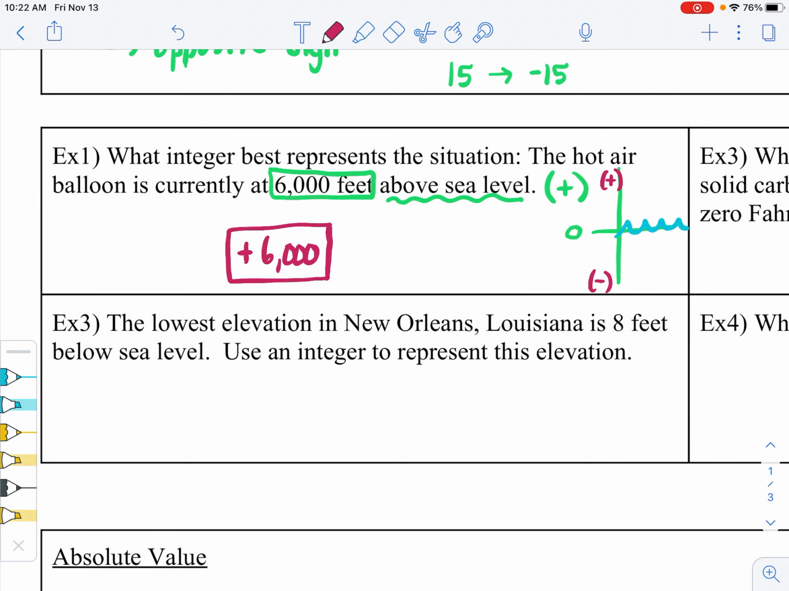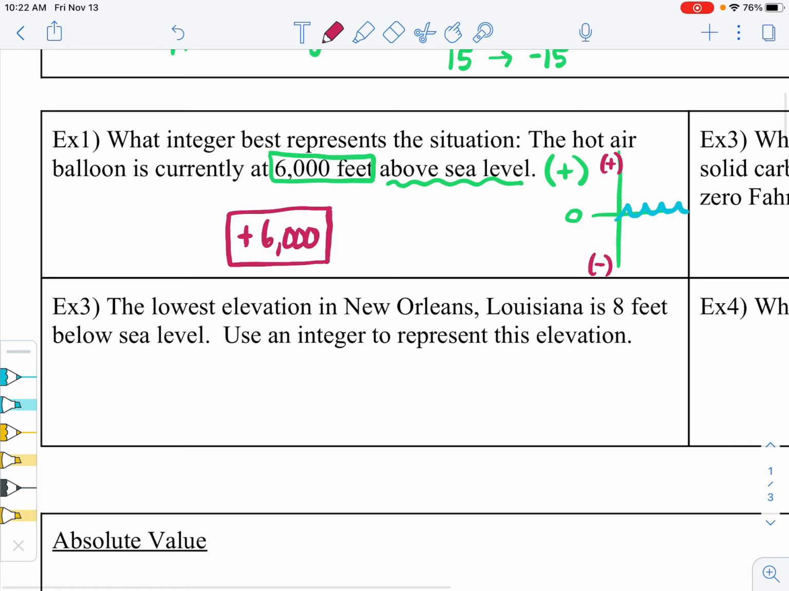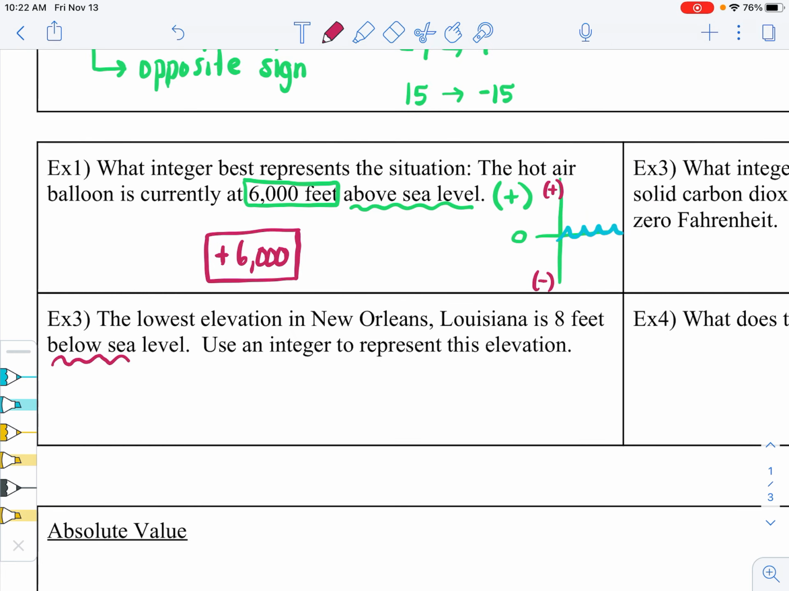Example 3, right below it, says the lowest elevation in New Orleans, Louisiana, is 8 feet below sea level. Below sea level is indicating that this integer is negative. Okay?